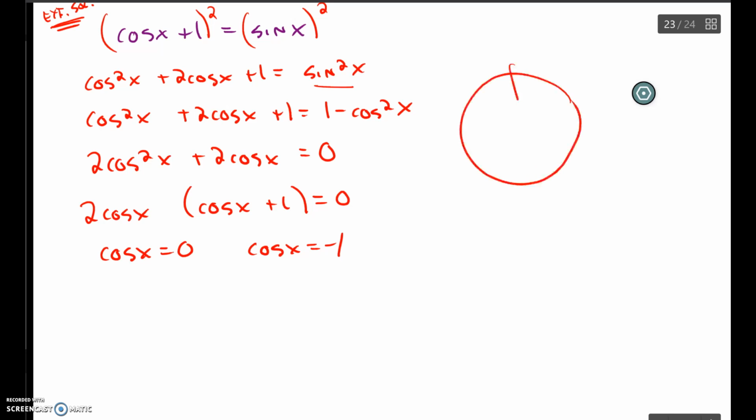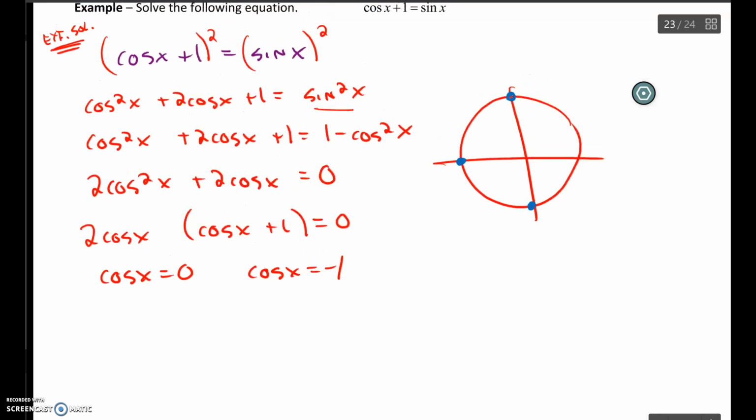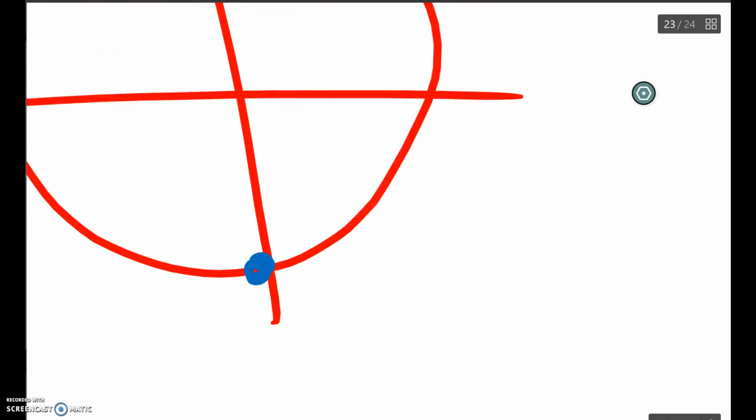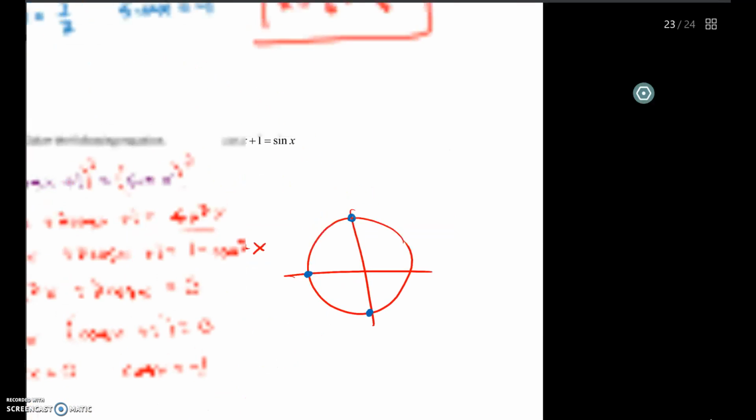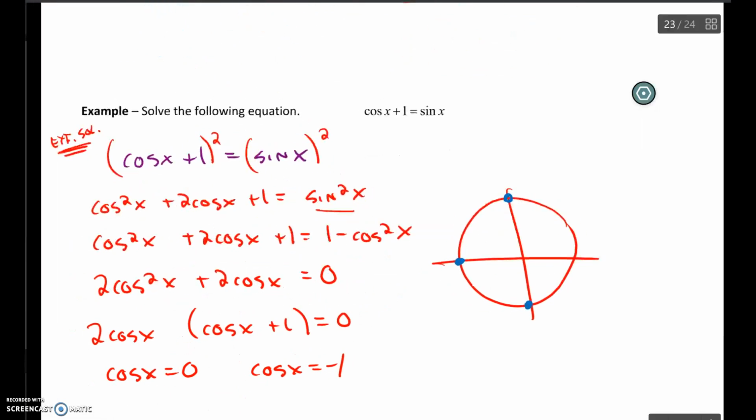Unit circle time. Cosine is the x coordinate. It's 0 at those spots and -1 at this spot. However, I've got to check these bad boys. So the way that... ooh, what happened there? Where'd my stuff go? Did some crazy zoom in there all of a sudden, my bad.